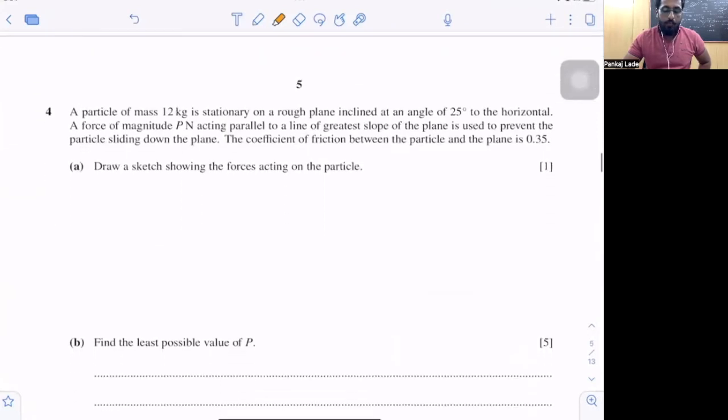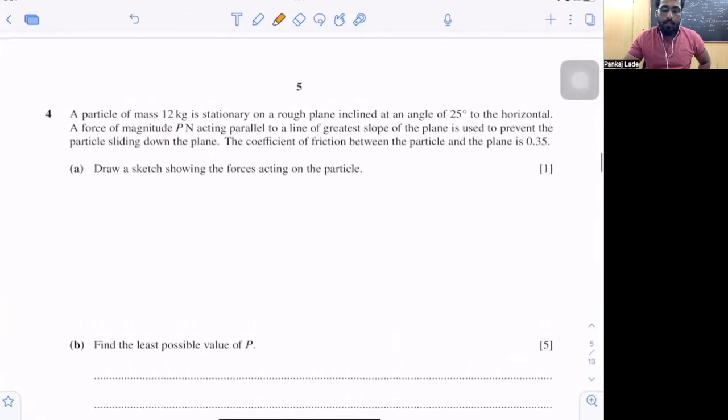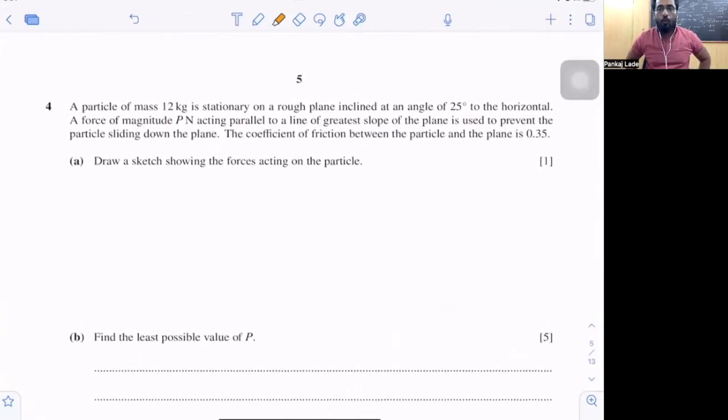And it's now time for us to move on to our next question, which is question number 4. The question says a particle of mass 12 kg is stationary on a rough plane, inclined at an angle of 25 degrees to the horizontal. A force of magnitude P Newton acting parallel to a line of greatest slope of the plane is used to prevent the particle sliding down the plane. The coefficient of friction between the plane and the particle is 0.35. Draw a sketch showing the forces acting on the particle and also find the least possible value of P.